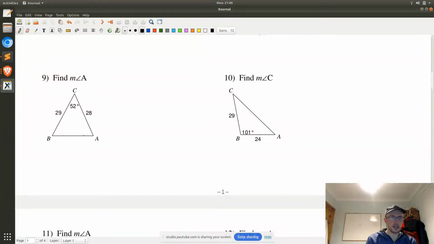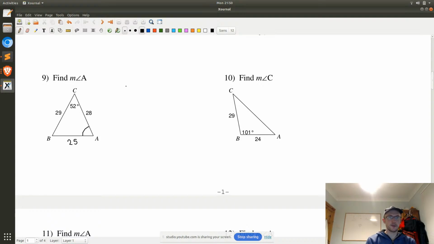All right, find angle A. By the cosine rule, so we do root 841 plus 784, take 2 times 29 times 28 times by the cosine of 52. And we get about 25-ish. Very close to 25, stunningly close.